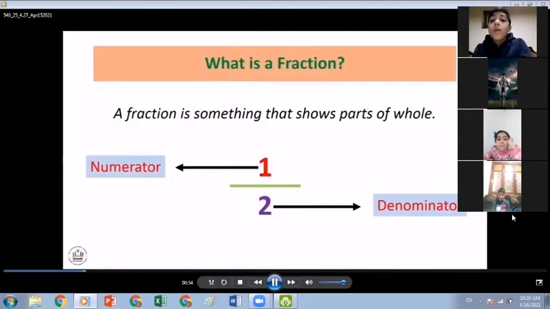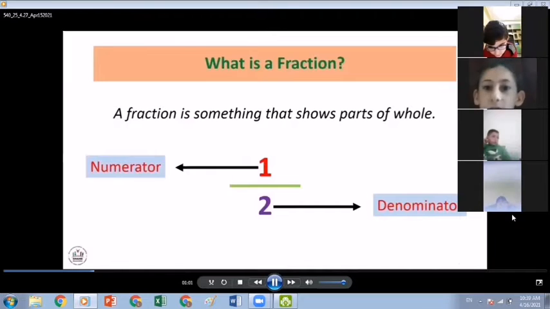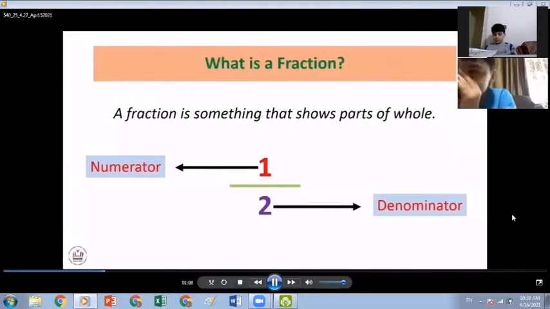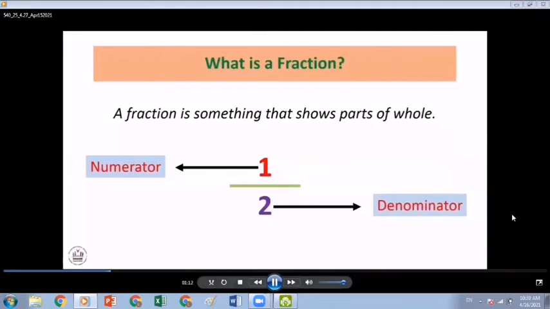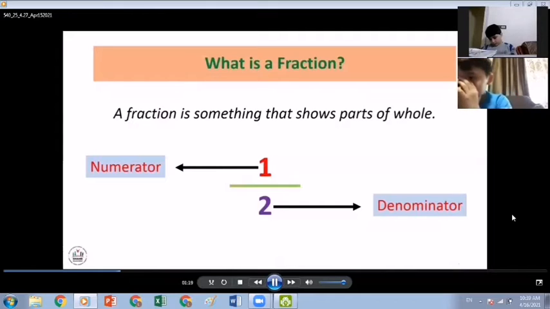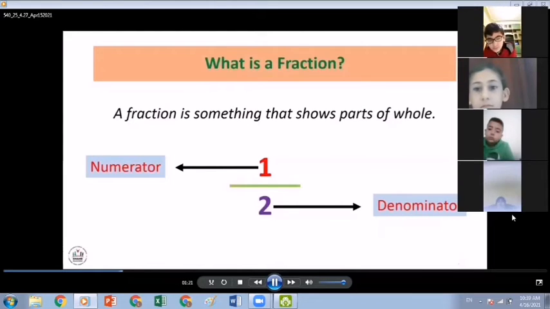The green line that separates the numerator and the denominator is the fraction line. It is the division line. So 1 divided by 2, 1 over 2, or 1 out of 2. Let's apply these examples in order to clear the idea.